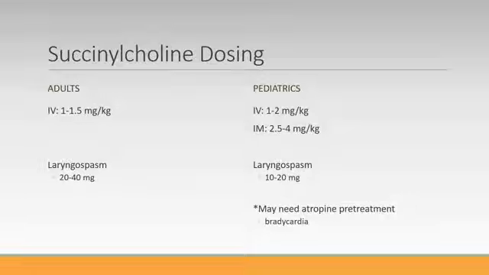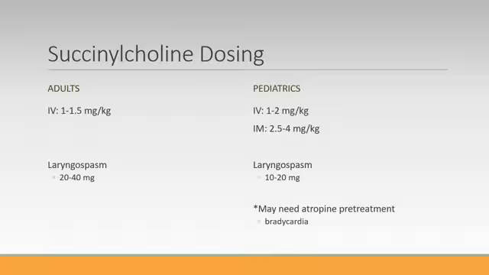In terms of succinylcholine dosing, you can see the adults on the left, the IV dosing. This is for if you're going to administer a general anesthetic and then subsequently intubate the patient. You want ample time to be able to instrument the airway and put the endotracheal tube in. The dosing is about 1 to 1.5 milligrams per kilogram. You can see the pediatric dosing on the right.